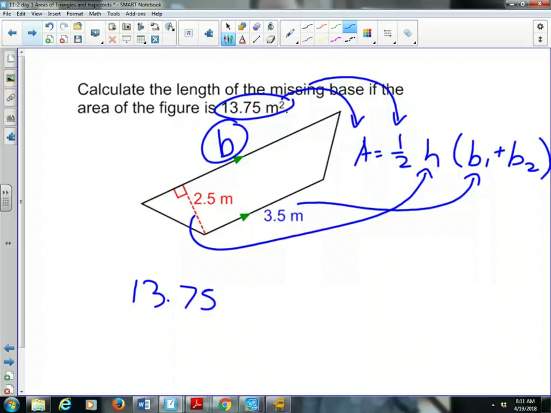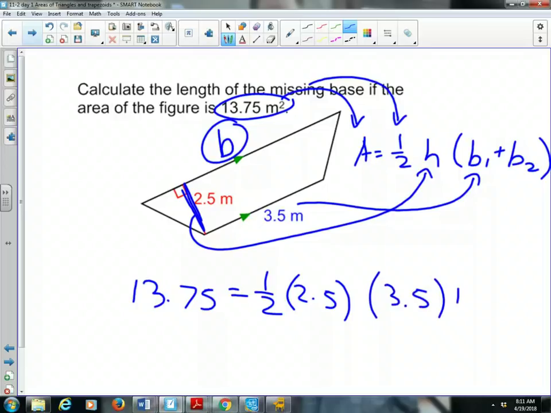13.75 is the area. That equals 1/2 times the height. We know what that is. It's 2.5. It's the perpendicular distance between the two bases. We know what one base is. It is 3.5. Let's find this other base. So 3.5 plus base 2, or plus b.